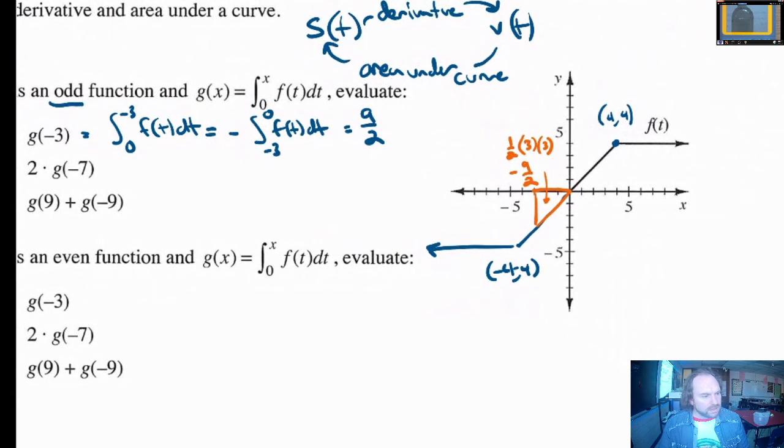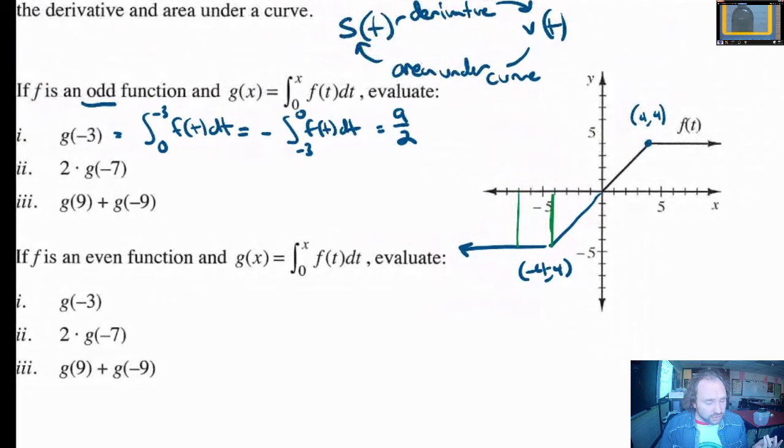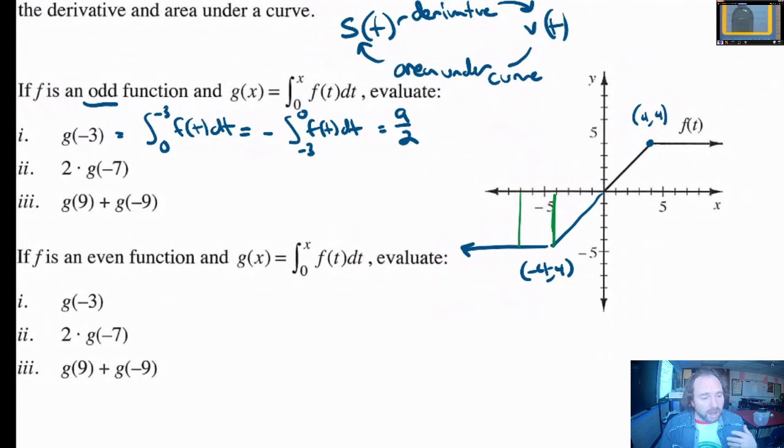As far as 2 times g of negative 7, well, let's just apply a little bit of the thinking from that same problem here. Negative 7 is going to take us all the way back here, I think. To perform this operation, it's probably a good idea to just divide this up into triangles. All we're going to do again is find that g of negative 7 will be a positive number, and we'll multiply it by 2, since we're going to do the opposite of the area under that curve there.